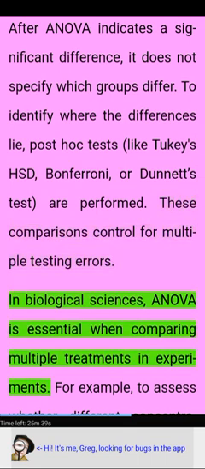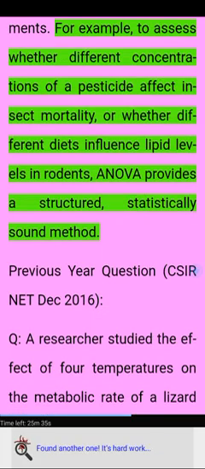In biological sciences, ANOVA is essential when comparing multiple treatments in experiments. For example, to assess whether different concentrations of a pesticide affect insect mortality, or whether different diets influence lipid levels in rodents, ANOVA provides a structured, statistically sound method.